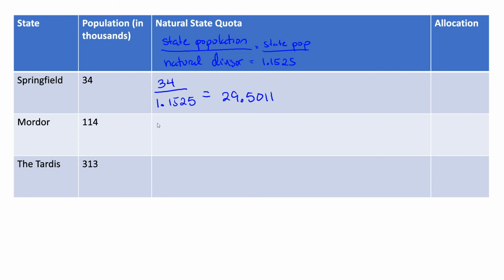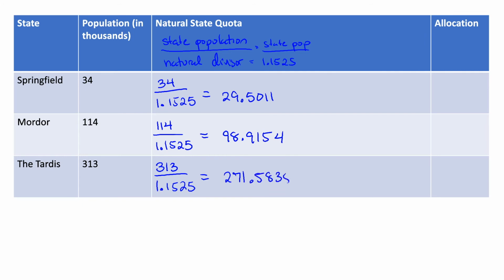And then we would do the same thing for the other two. A state population of 114 divided by our natural divisor of 1.1525 gives us a state natural quota of 98.9154. And if we have a state population of 313, we divide that by our natural divisor of 1.1525, and we get a state natural quota of 271.5835. So this is all for part B.